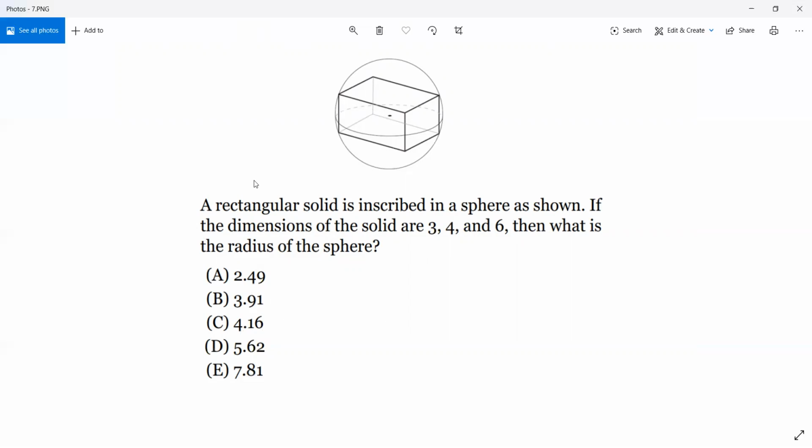All right, the question has mentioned a rectangular solid, which means a cuboid, inscribed in a sphere as shown in the figure. The dimensions of the solid are 3, 4, and 6. When these kinds of dimensions are given, we need to keep some concepts in mind: the length, breadth, and height of the cuboid are given in the question, right? The 3 is the length, 4 can be the breadth, and 6 can be the height. So you can take out the volume of the cuboid inside the sphere. So what is the radius of the sphere? The question has asked for the radius of the sphere.